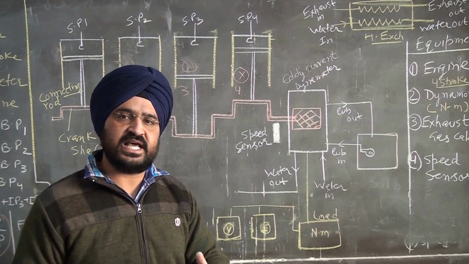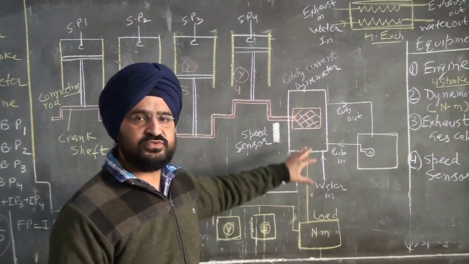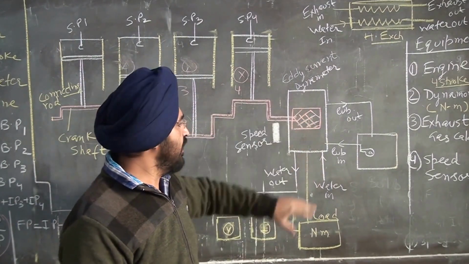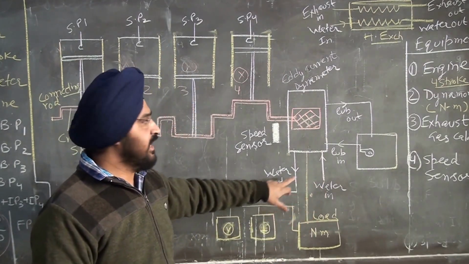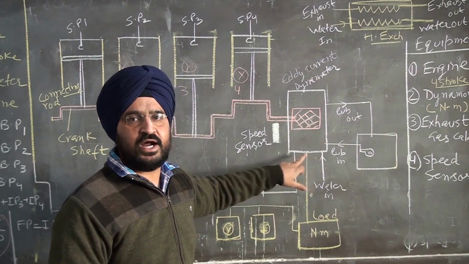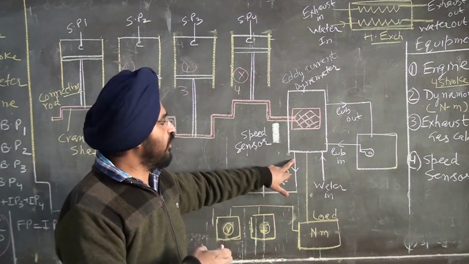From the source itself, the water is coming. That source will be passed to the eddy current dynamometer. One is the water inlet, the second is the water outlet. The inlet will be at a lower temperature. The outlet carries the heat from the dynamometer.